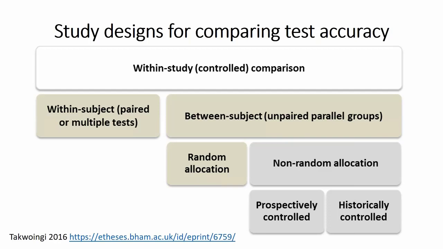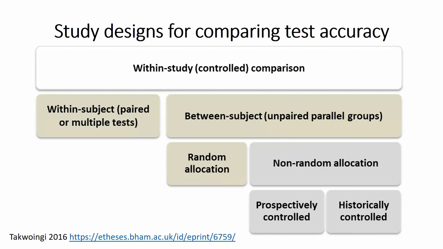So an example of a prospectively controlled study is, for example, a study comparing CT and ultrasound for appendicitis, where the decision to give a patient ultrasound, CT, or both was based on the clinical judgment of the referring surgeon or the emergency department physician. So this was done in an emergency setting.